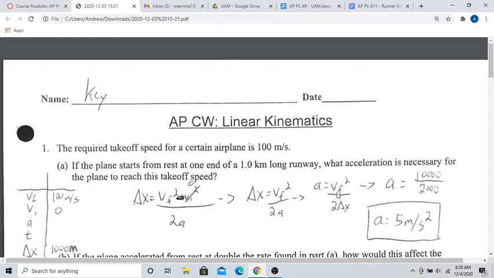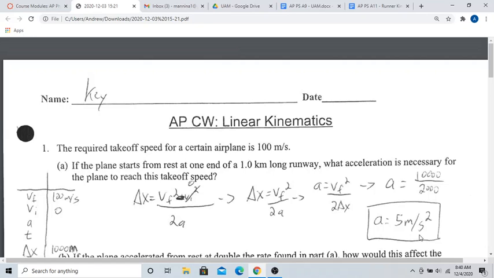We know what VF is. It's 100. So where the VF is, put 100. Delta x is 1,000. So right there in the bottom, we put 1,000. Then it just comes down to squaring everything. So you're doing 100 squared, which is 10,000, divided by 2 times 1,000, which is 2,000, which means once you solve for everything together, the acceleration is just going to be equal to 5 meters per second squared.